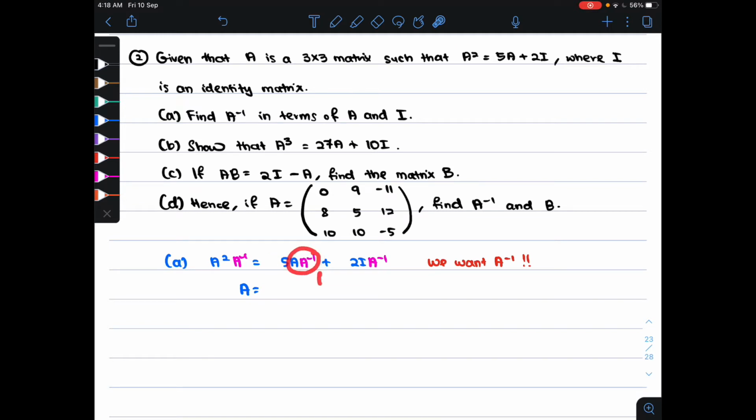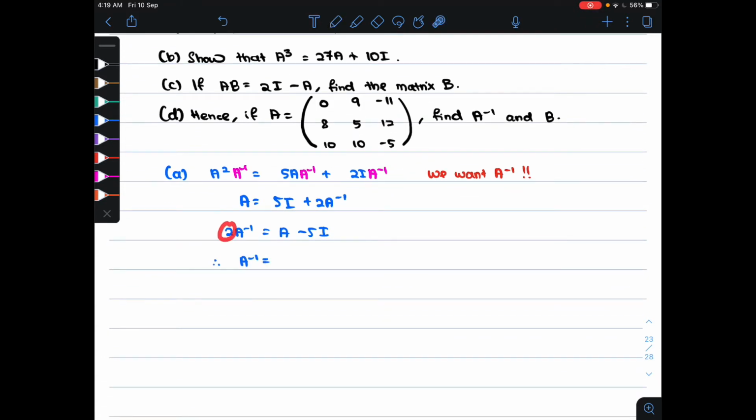Okay, this one is I. So, we're gonna have 5I. And then we have I times A inverse. So, this is just A inverse. So, we're gonna have 2A inverse. Since we only want A inverse, I'm gonna bring 5I to the other side. So, 2A inverse is actually A minus 5I.